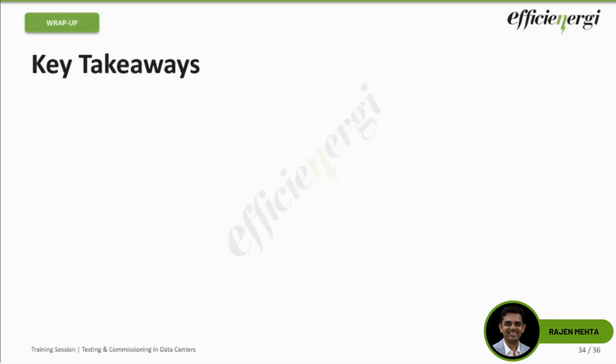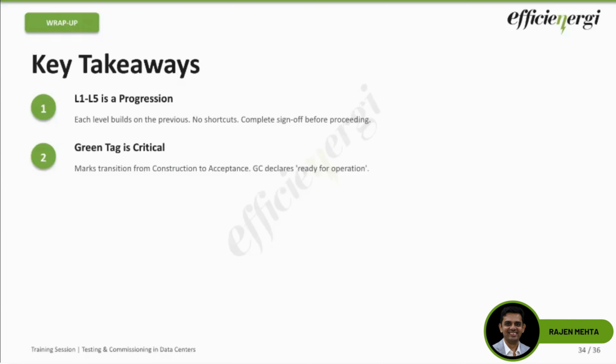So coming back, this is almost my last slide. Key takeaways from the entire session. L1 to L5 is a progression, right? You cannot skip levels. Every level builds upon the previous level. Sign-offs, typically consider them as gates, entry gates. They are not suggestions. Then green tag is very critical. It defines your transition from construction to acceptance. The GC declares ready for operation. That's your green tag, and your issues will become acceptance issues after this point in time.